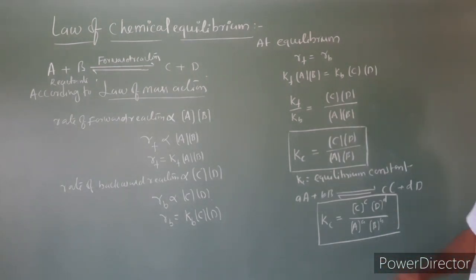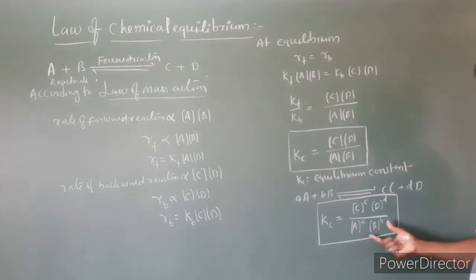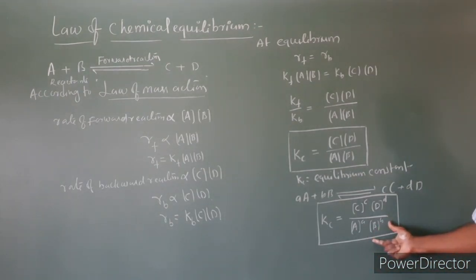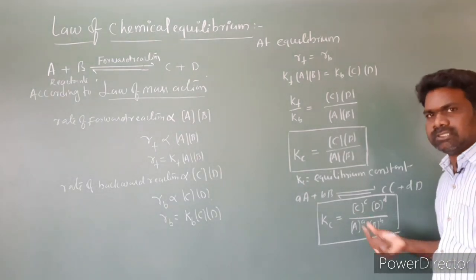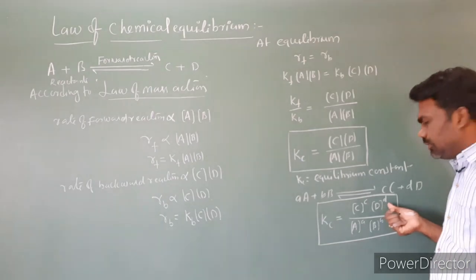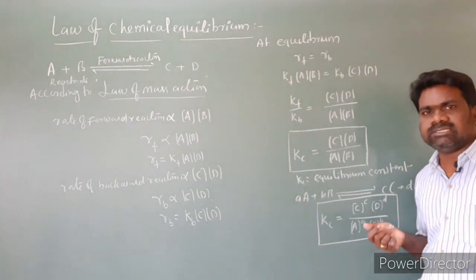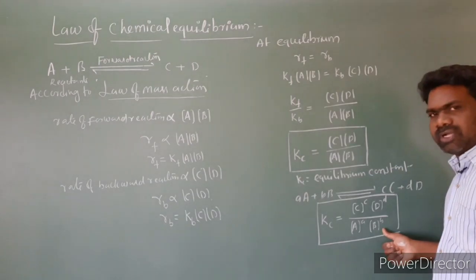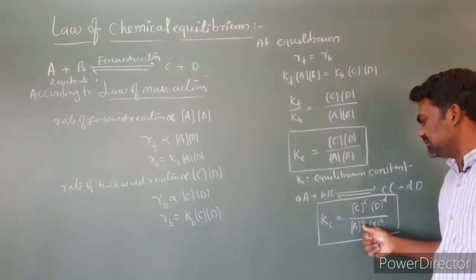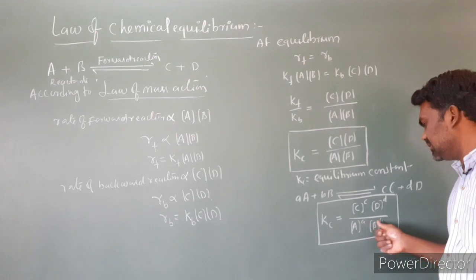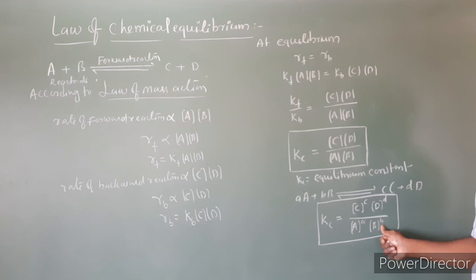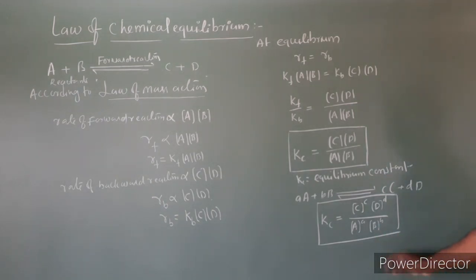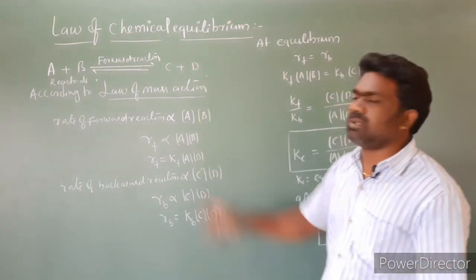By taking this equation we can define the law of chemical equilibrium: at a given temperature, the product of concentrations of reaction products raised to their respective stoichiometric coefficients in a balanced chemical equation, divided by the product of concentrations of reactants raised to their individual stoichiometric coefficients, has a constant value. As a constant value, this is known as the equilibrium law or law of chemical equilibrium.